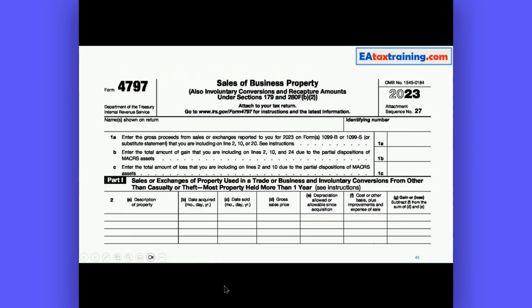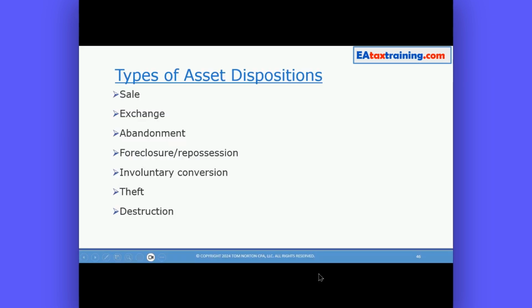And so this is what the 4797 looks like. So you would report the description of the property, when you acquired it, when you sold it, the gross sales price, how much depreciation has already been taken or could have been taken over the time, the cost or other basis plus improvements of the property, and then from that you compute the gain or loss on the disposition of that property.